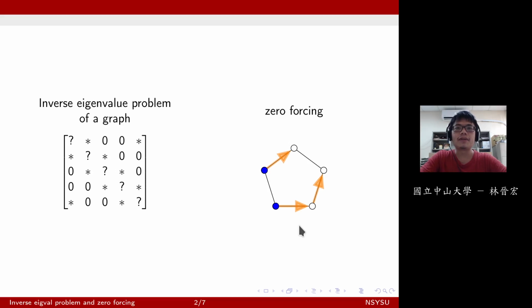On the other side, the zero forcing number, or zero forcing, is a color change process. At the very beginning, we will color every vertex. Some of them will be colored blue while others are white. Then we are going to use what we call the color change rule to make more and more vertices blue. Later on, we are going to describe the color change rule and zero forcing in more detail, and come back to the inverse eigenvalue problem of a graph and see its application.